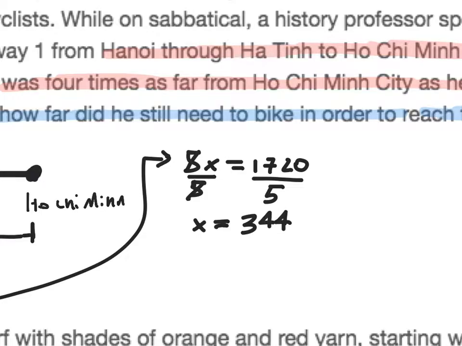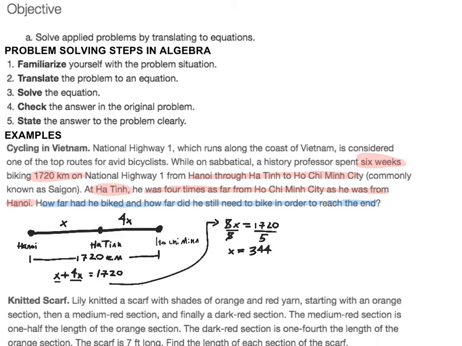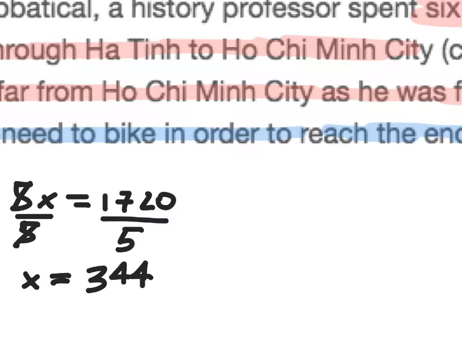The question it's asking us is how far had he biked, and how far did he still need to bike in order to reach the end? So here's your start, here's where we're talking about, and then here's the end. We want to talk about how far had he biked. So how much has he biked?